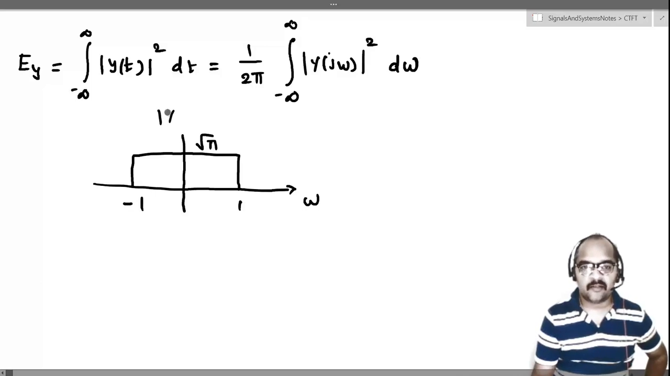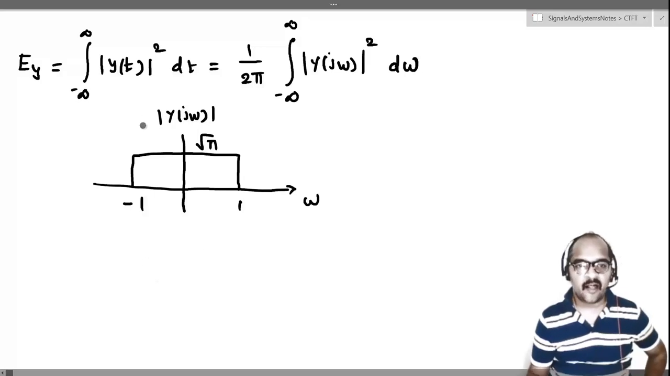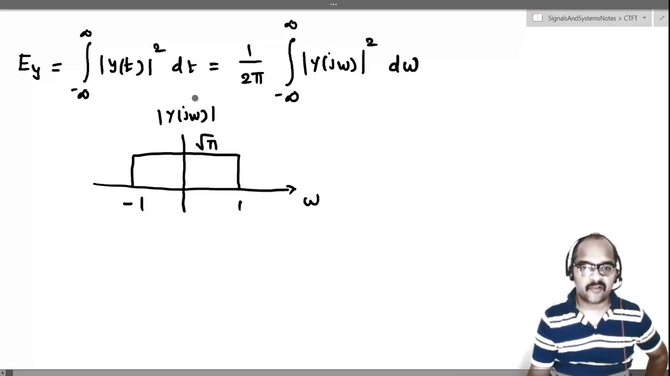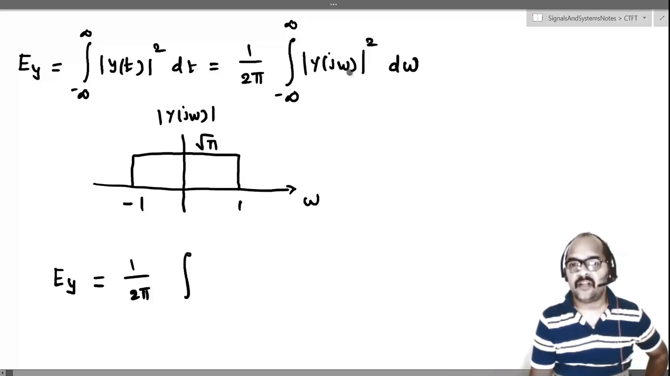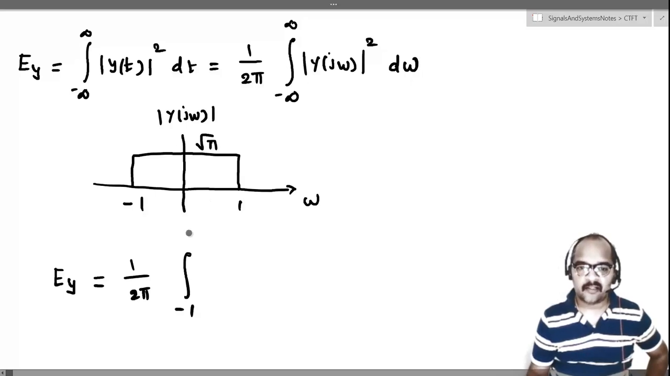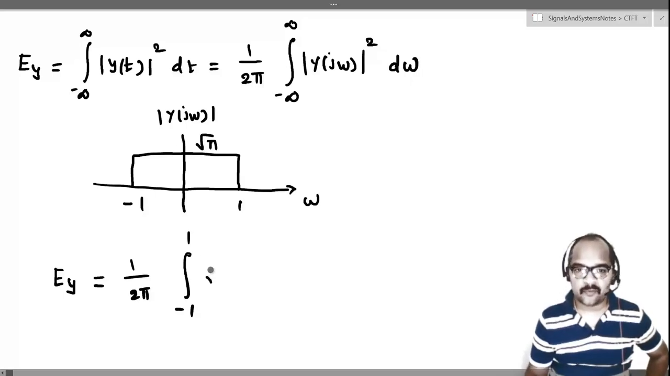And what is this? This is the modulus of Y(jω), not Y(jω). Note that energy requires the modulus of Y(jω) whole squared, and hence we have to evaluate the modulus of Y(jω). So now what will happen to Ey? That should be equal to 1 by 2 pi integral from minus infinity to infinity of mod Y(jω) whole squared dω. But for this, it is enough that we integrate from -1 to +1 of root pi whole squared, mod Y(jω) whole squared, dω.